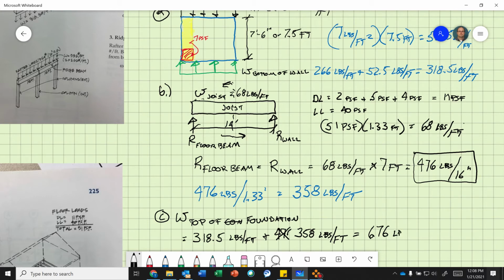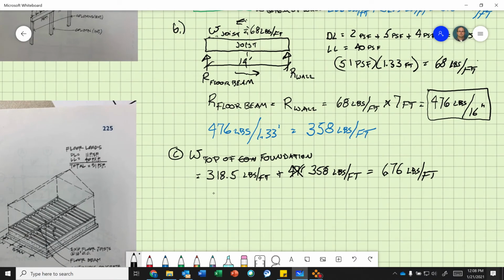676 pounds per foot. As I remember, this is the line load from the bottom of the wall plus the line load from the joist, the uniform from the joist, will equal W top of foundation wall. So you got to kind of keep track of what was included in that calculation, what wasn't. So you got to keep bringing the loads down. Okay, so when I design my continuous footing, this is the number I'm going to use.